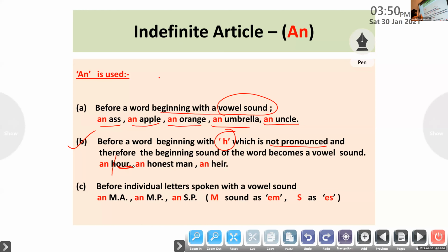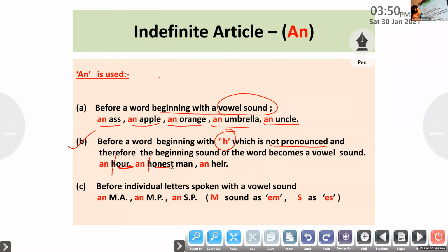H is a word beginning with a consonant letter where H is silent and the pronunciation starts with a vowel sound, so we have to use "an R". Very important. It is not "hover", H is silent. And "an honest man". See, I'm not stressing the sound H. It is not "her", it is "honest". The H sound is silent there, it is not pronounced. So the word actually starts with a vowel sound, and I should use "an" before "honest man".